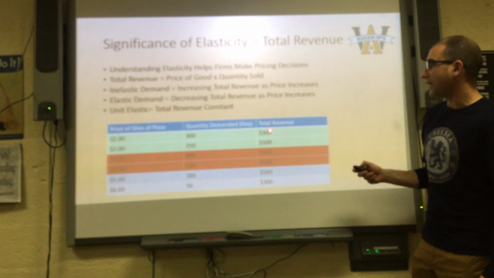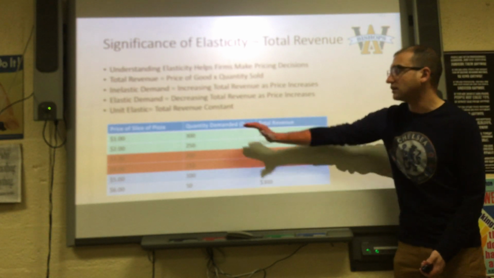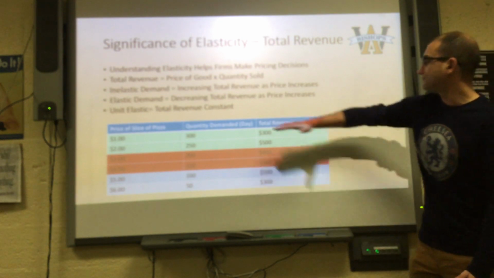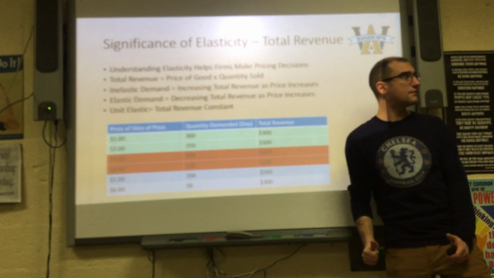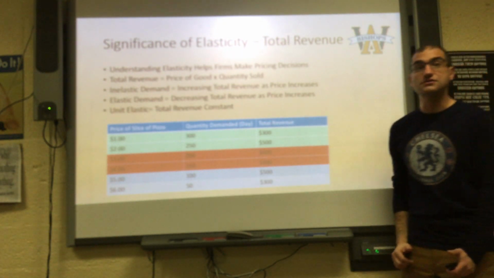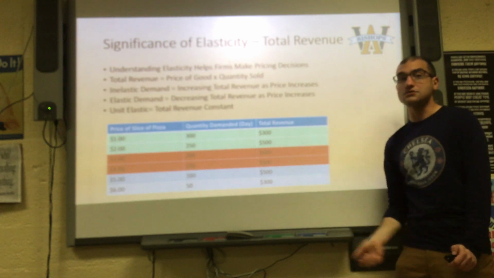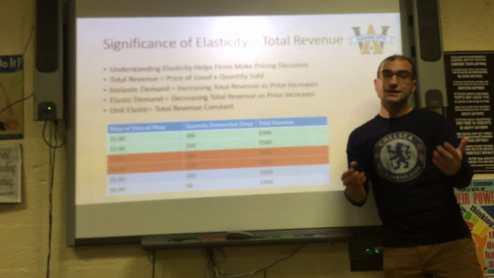So here in this green band, I've got $1 for a slice of pizza. I have 300 slices that I'm selling in a given day. That's $300 in total revenue. I make the move from $2 to 250 slices. That's $500 in total revenue. That's an increase of $200 or positive marginal revenue. That's going to be inelastic demand.